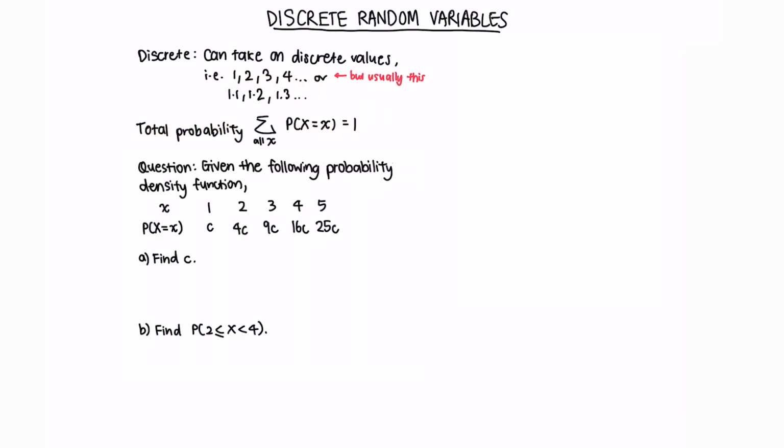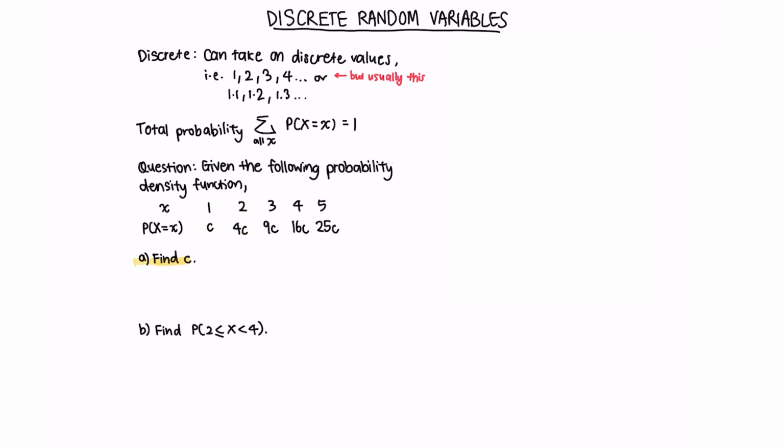Now let's try our question. Given the following probability density function, for a discrete random variable, a probability density function is when you have some value of x and then you assign a probability to each of these values of x. So here the probability that I'll get a 1 will just be c. The probability that I'll get a 2 will be 4c, and so on and so forth.